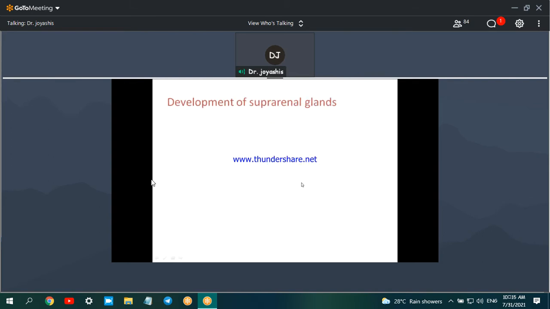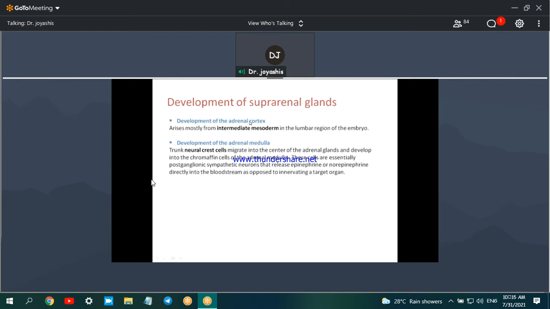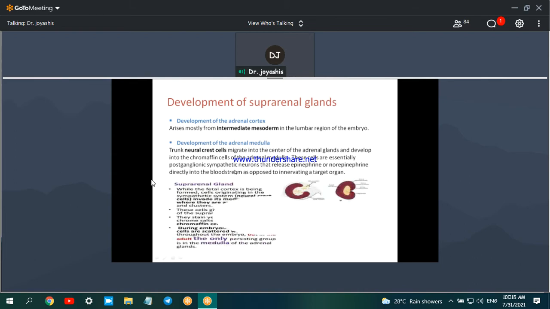It's also a congenital anomaly. Now the development of the suprarenal gland, as we discussed earlier in the development of the nervous system, we are not discussing it in detail. Some points: the adrenal cortex arises mostly from the mesoderm, and the trunk neural crest cells migrate into the center of the adrenal glands and develop into the chromaffin cells of the adrenal medulla. These chromaffin cells are essentially postganglionic sympathetic neurons that release neurotransmitters like epinephrine or norepinephrine directly into the bloodstream.